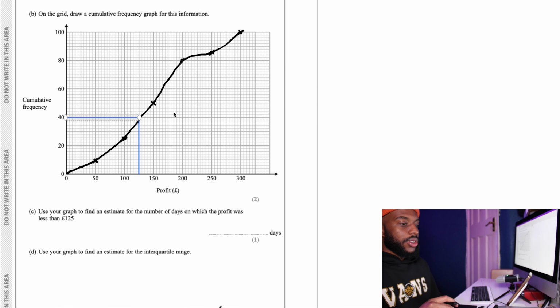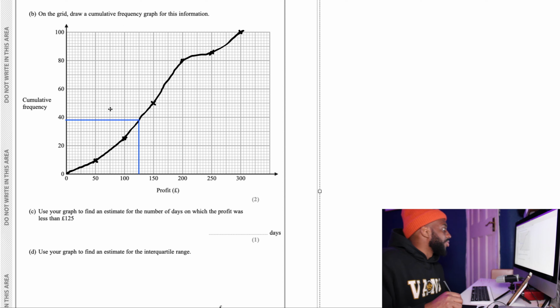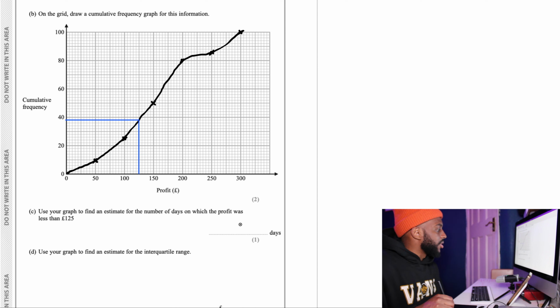Yeah, so for that part, we're going to get 40. Or maybe if I lower it, I think I've drawn that line a bit high. Let's bring that down a bit so it actually meets. Yeah, so because these boxes represent 2, that's going to be 38. So 38 days.